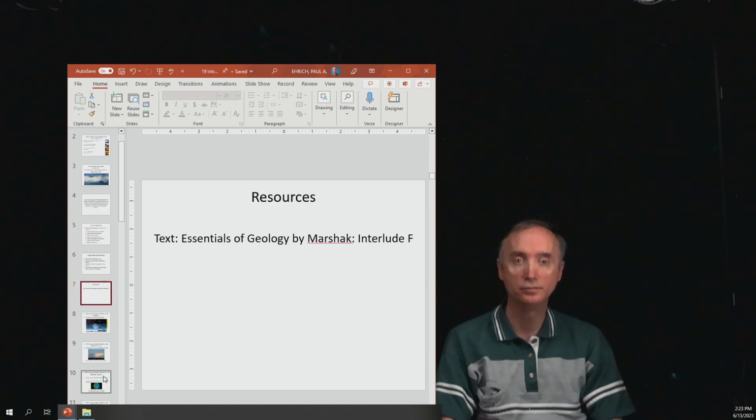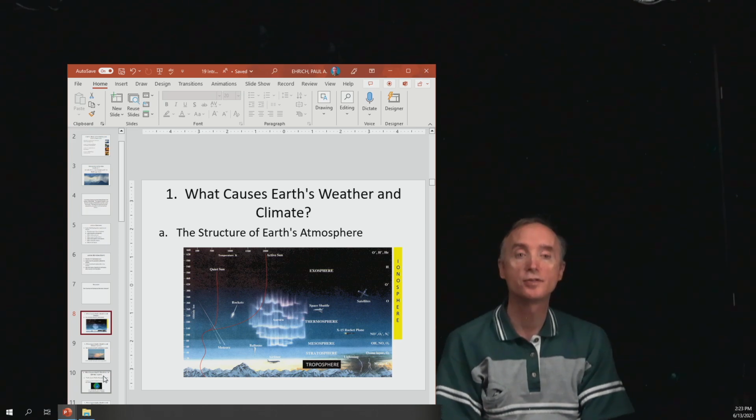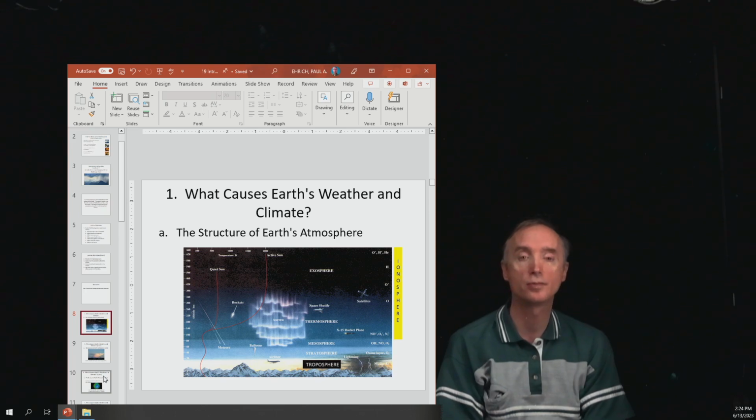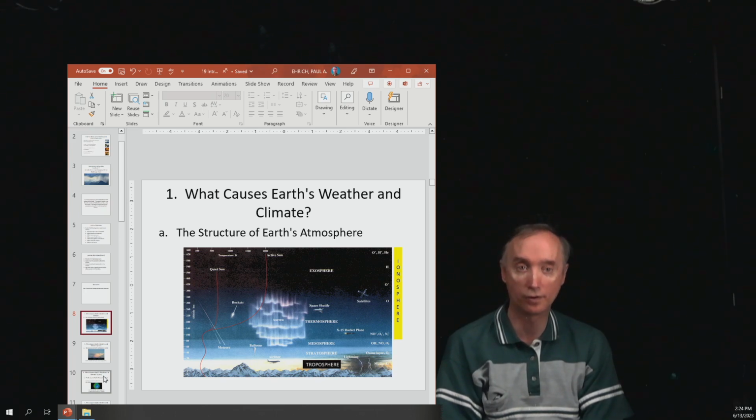So be reading Interlude F out of your textbook. Let's begin by talking about the atmosphere, and then we're going to talk about how the atmosphere causes weather, and then we're going to talk about how that weather in turn causes geomorphic structures. So let's begin with the atmosphere.